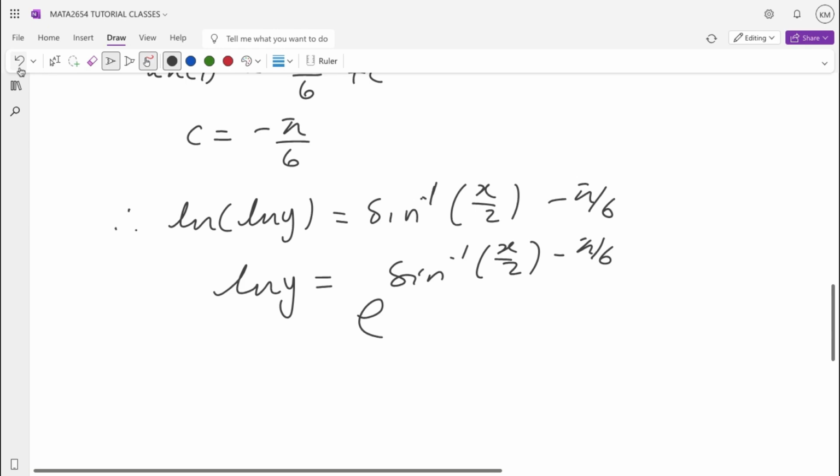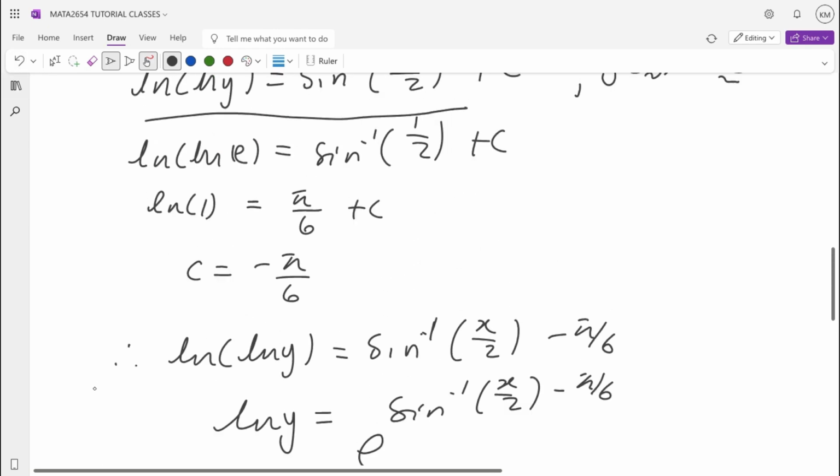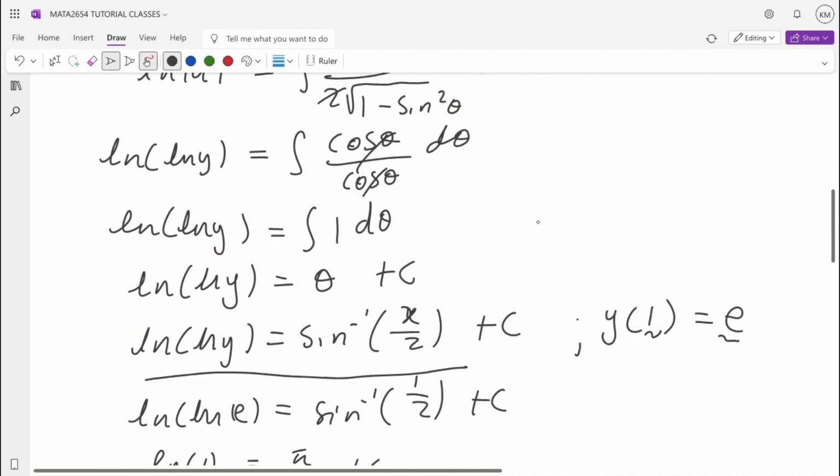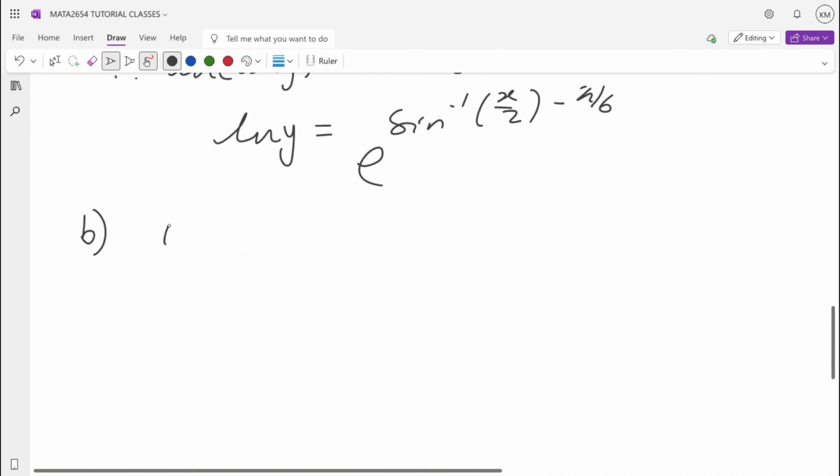Okay, so now let's go to B. What was B saying again? On B, they say that we should sketch the region in the xy plane where this solution is unique. Explain, and that is 3 marks. Okay, so now they are talking about a unique solution. So what we need to remember here when we are dealing with a unique solution is just two important things.